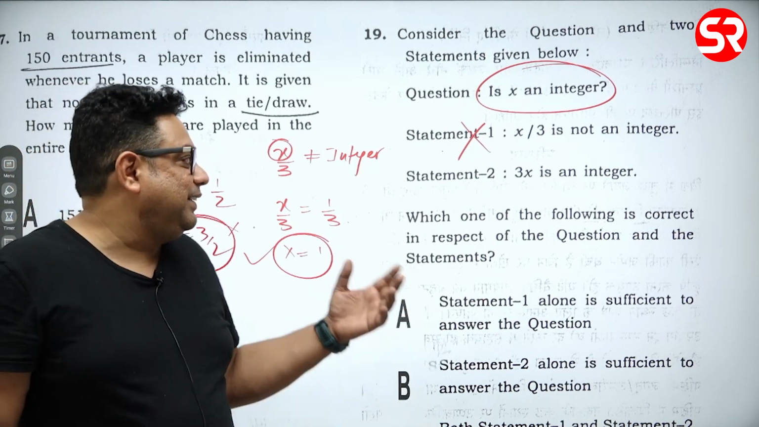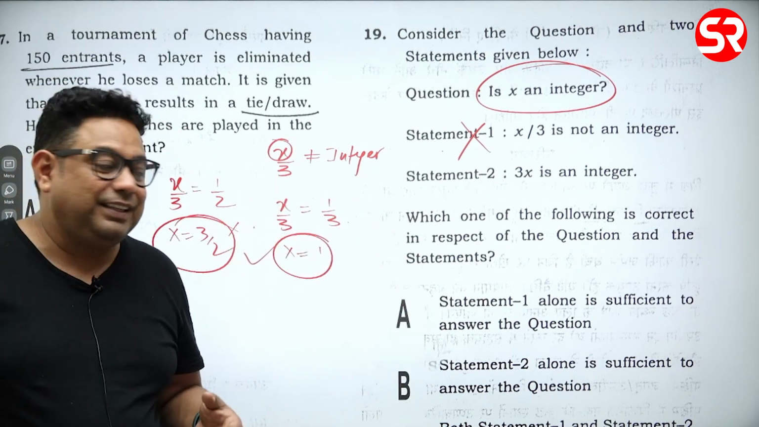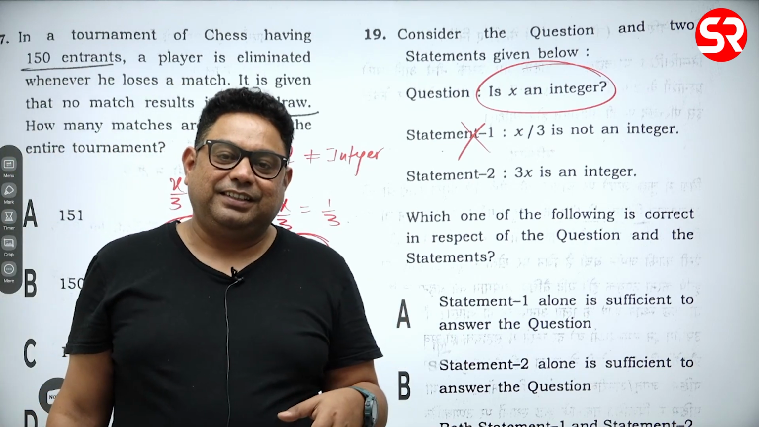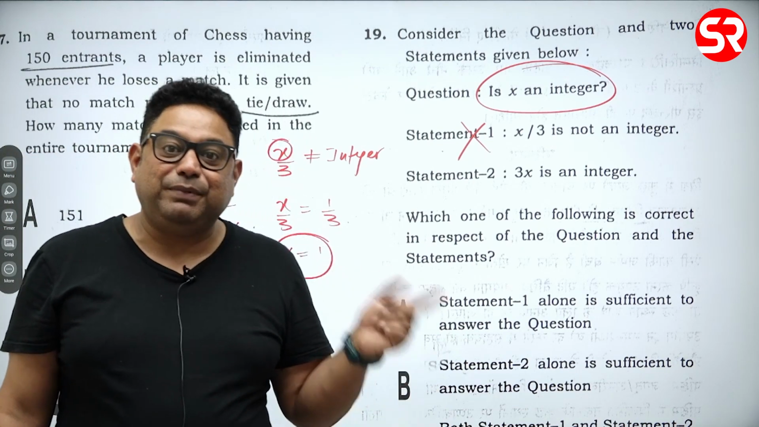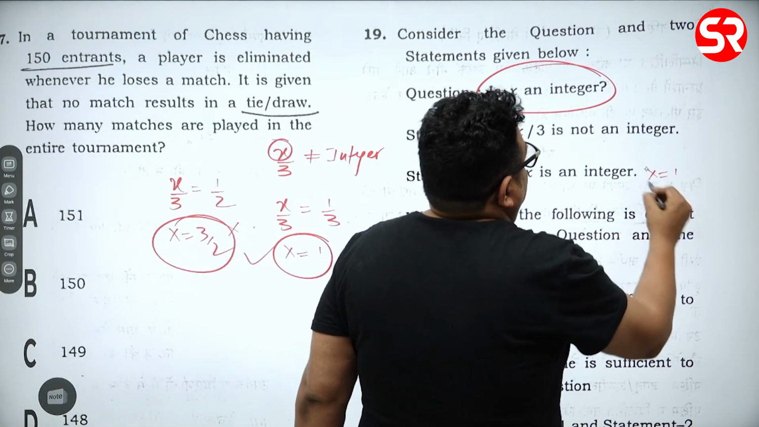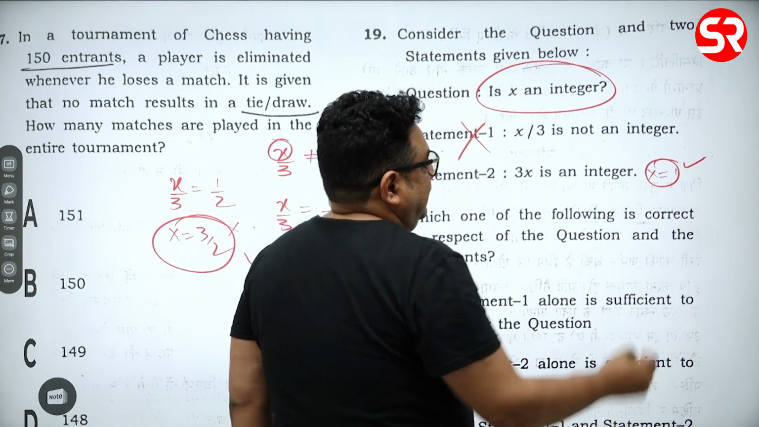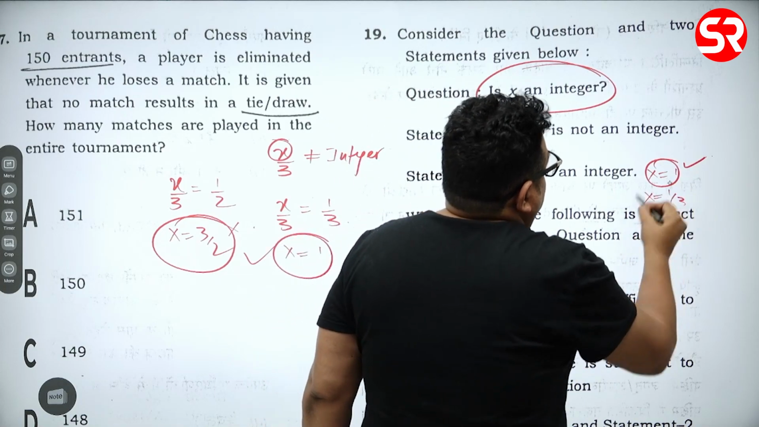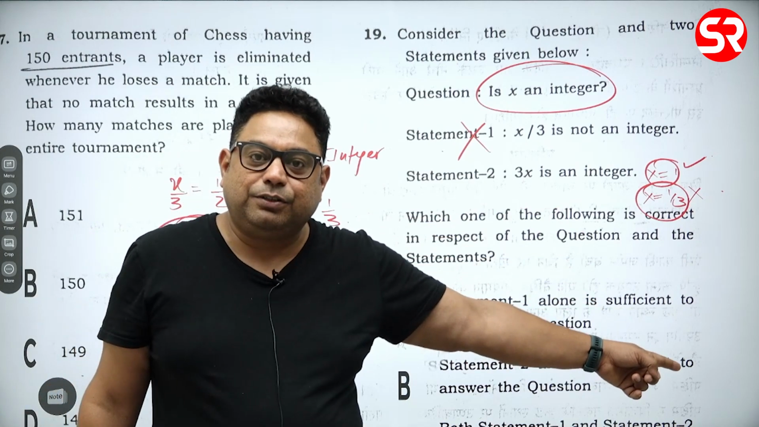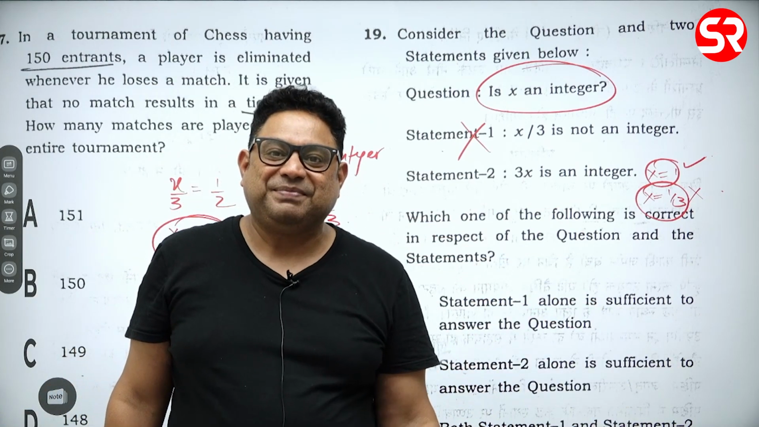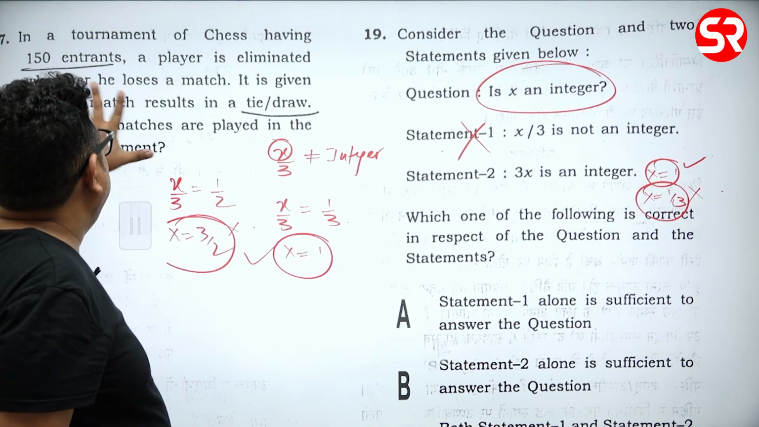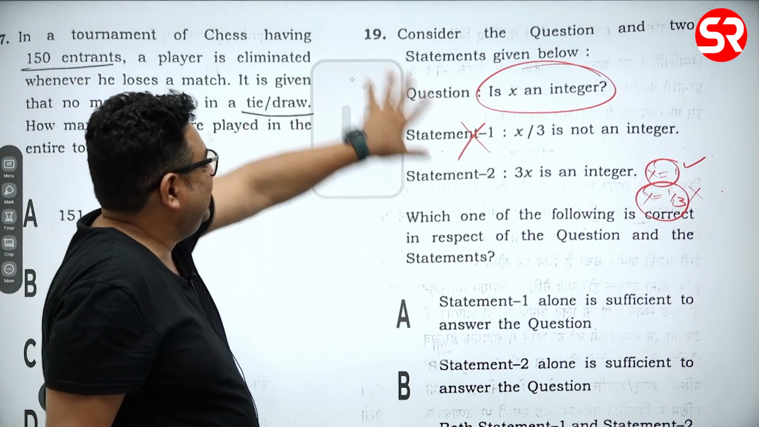Similarly, second statement, 3x is an integer. So 3x is an integer, right? Is x an integer? 3x is an integer. Does that mean x is an integer? Maybe an integer, maybe not. See, x equal to 1: in that case you say, yes, sir, integer. x is equal to 1 by 3: in that case you say, no, sir, it is not an integer. But 3 times 1 by 3 also is equal to 1. Again, it is an integer. So both the statements are not working. Answer is 4. Even combining them together, it won't work.